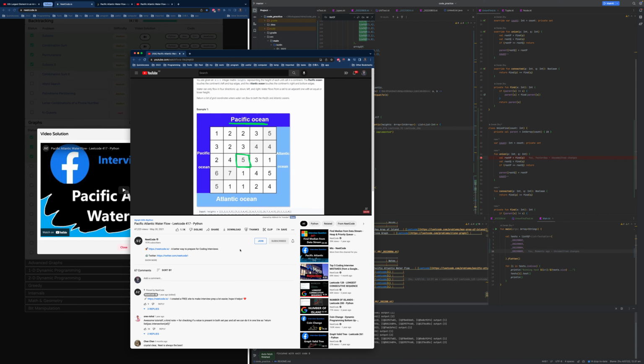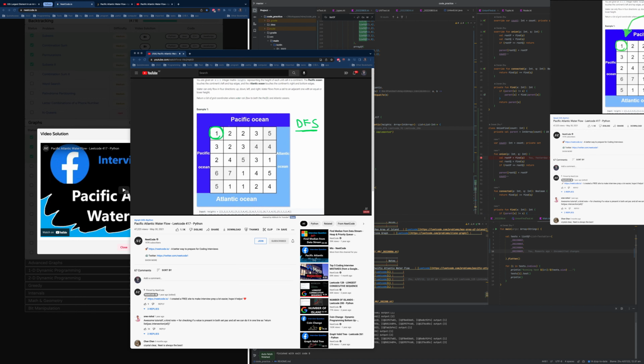So a brute force and naive way to solve this problem is to simply go to every single position, do some kind of graph traversal, DFS or BFS would probably work, and doing that search, check from a cell, can we reach the top and left border, and can we reach the right and bottom border? And if we can, then we're going to add this cell to the solution set. If we can't, then we don't add it, right?